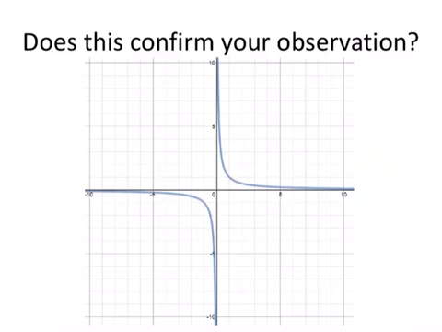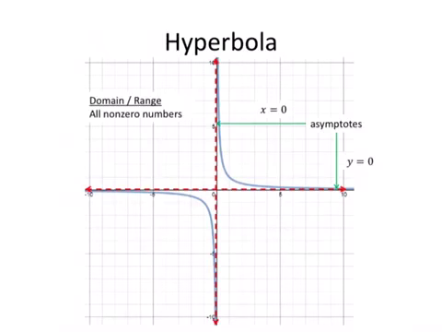That means, though, that some of the domain and range is restricted. For example, we're not going to be able to get to y equals 0 along the x-axis. We're also not going to be able to get to x equals 0 along the y-axis. So the domain and range for both is all non-zero numbers. We are not allowed to have 0 in the x or the y, and that means the equation x equals 0 and the equation y equals 0 are asymptotes, vertical and horizontal. The overall shape is called a hyperbola.